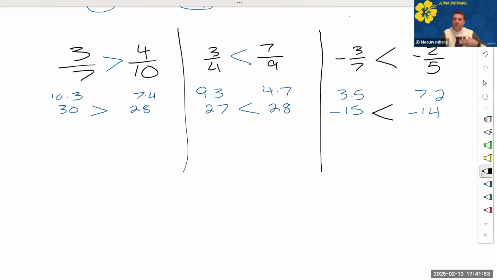So I hope you have a slightly better understanding of common denominators, why we can use them, how we can use them, and many different ways in which they're beneficial to us.